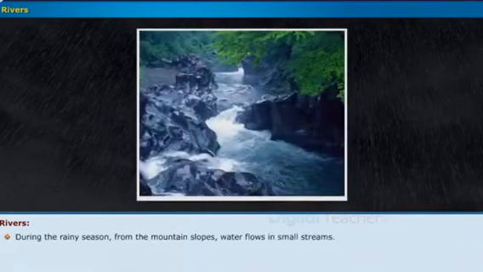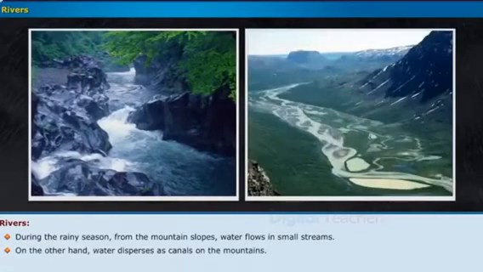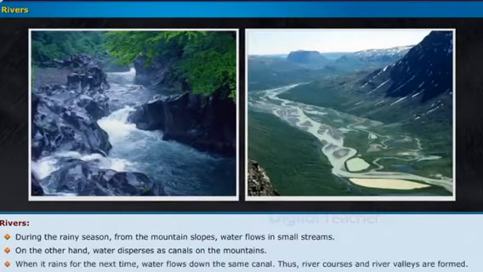During the rainy season, water flows in small streams from the mountain slopes. On the other hand, water disperses as canals on the mountains. When it rains the next time, water flows down the same canal. Thus, river courses and river valleys are formed.